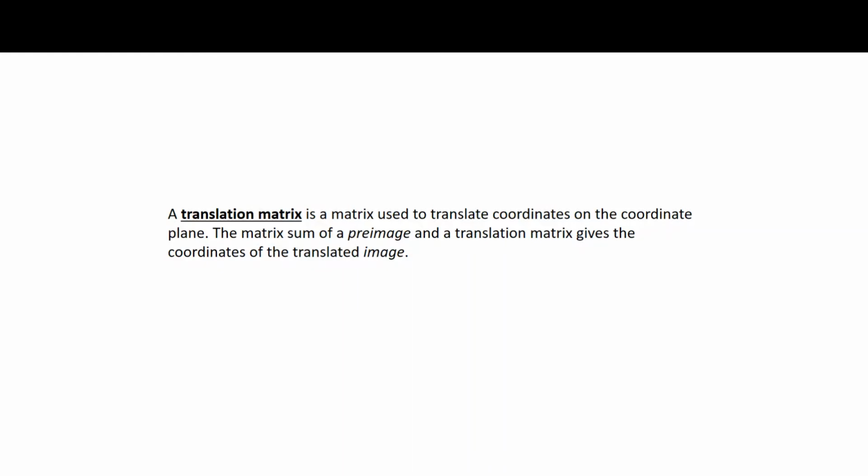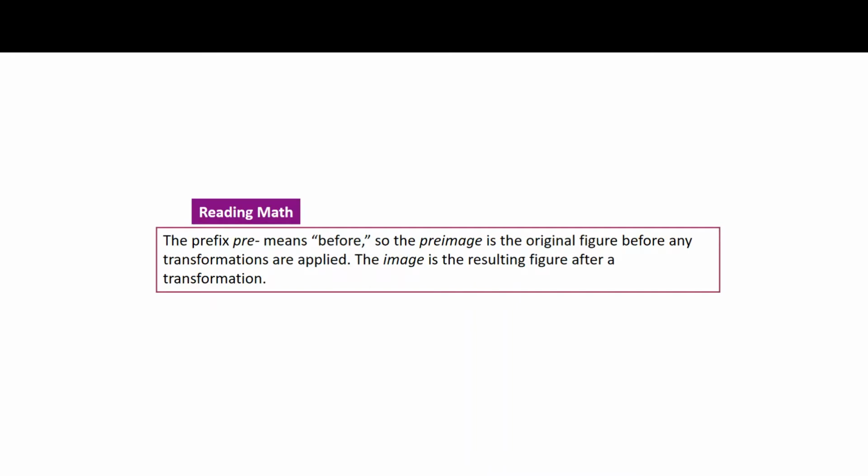A translation matrix is a matrix used to translate coordinates on the coordinate plane. The matrix sum of a pre-image and a translation matrix gives the coordinates of the translated image. Just as a side note, remember the prefix pre means before. So the pre-image is the original figure before any translations are applied. The image is the resulting figure after the transformation.